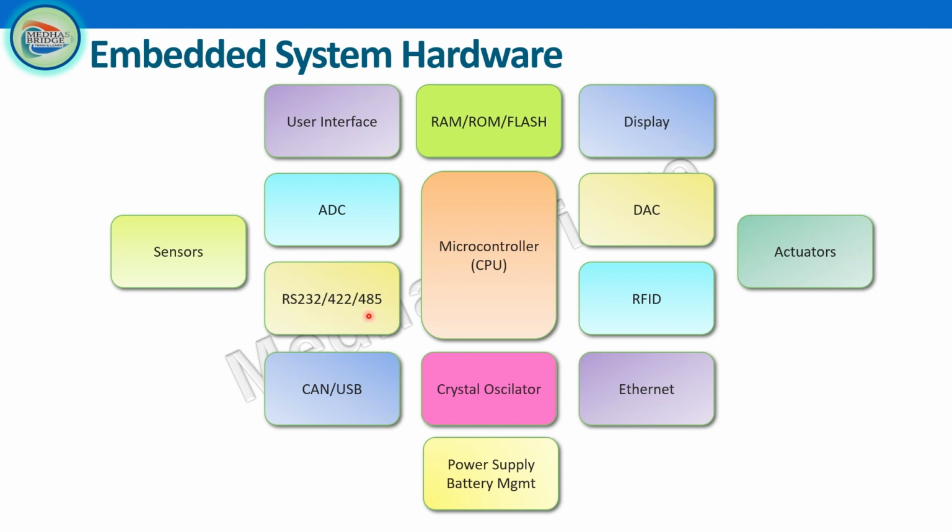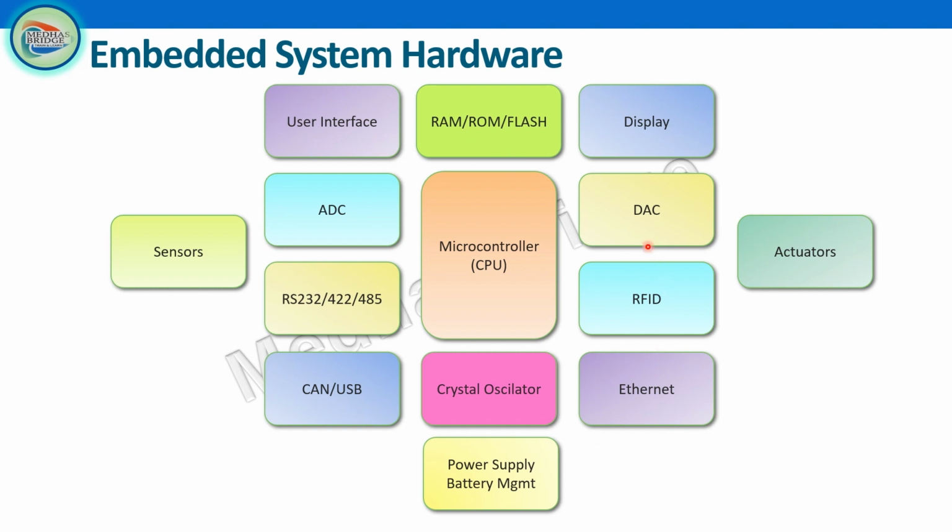RS-232 and 485 are used for serial communication. CAN is a widely used interface in automotive. USB, Universal Serial Bus, is another type of communication interface. For connecting network-based devices, we need an Ethernet interface. For wireless, for instance, Wi-Fi, RFID, isn't it right?